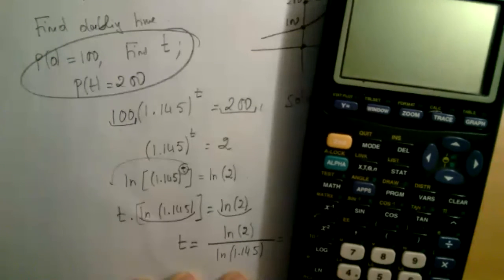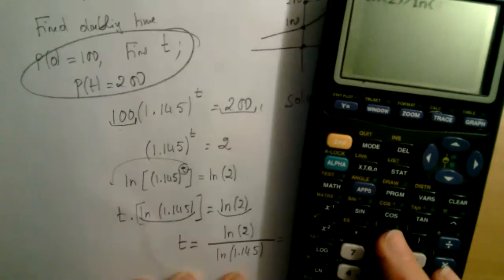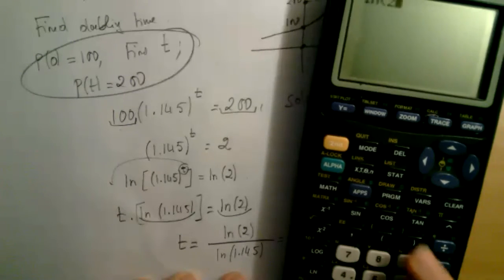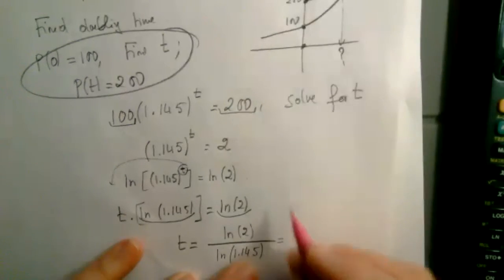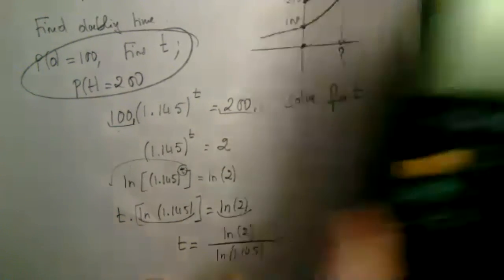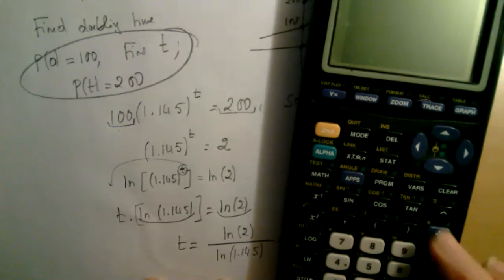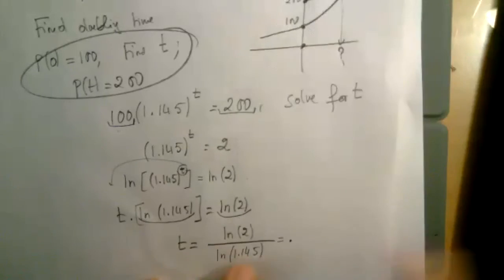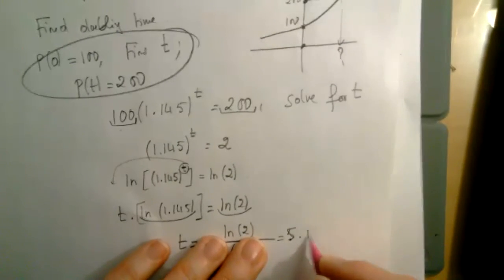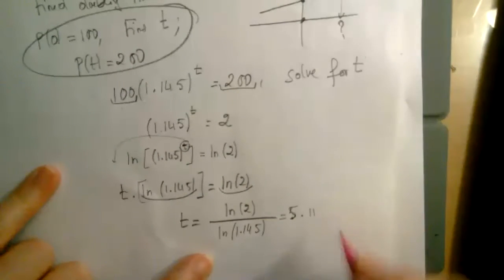So I will get ln of 2 divided by the ln of 1.145. Which is right? You did something wrong because I got 5.119. Yeah, I am multiplying them, and I'm staring at my answer, and I'm not liking it. It's not making any sense to me. Okay, I'm getting 5 point something. It's going to take 5 years and a little bit more, almost 1/10 of a year. And that will be the doubling time.